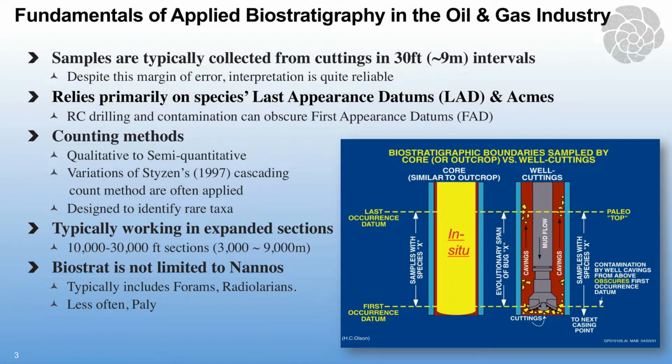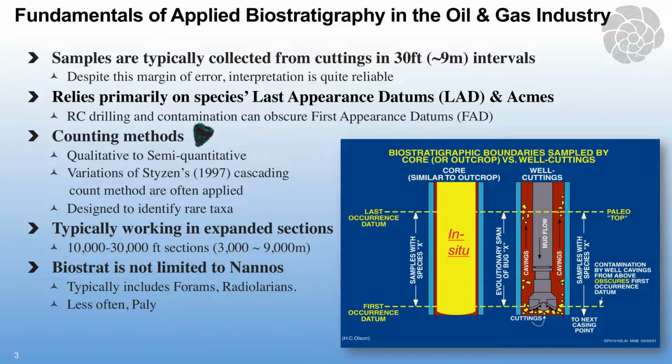First, I just want to familiarize you with the methodology of biostratigraphy in the industry, just in case you're not familiar with it. Samples are typically collected from cuttings at intervals of about 30 feet. We rely primarily on last appearance datums and ACMEs because reverse circulation drilling, which gives us the cuttings, can obscure first appearance datums.